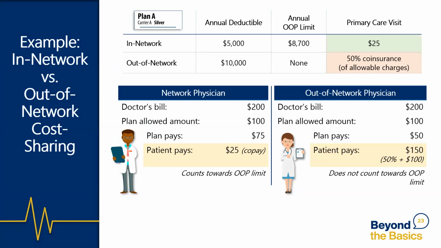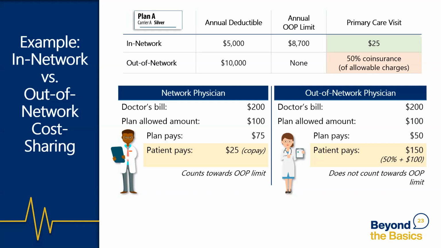The enrollee in this example would pay a $25 copayment if they went to an in-network primary care doctor, but if they go out-of-network, they'll be responsible for 50% coinsurance of the allowable charges. So let's walk through how this would work. The person enrolled in this plan goes to see 2 different doctors, and each doctor charges $200 for the visit. You'll recall that in-network providers are doctors and hospitals that have a contract with the insurance company. Well, those contracts set the amount an insurance plan will pay in-network providers for specific services. This set amount is known as a plan's allowed amount.